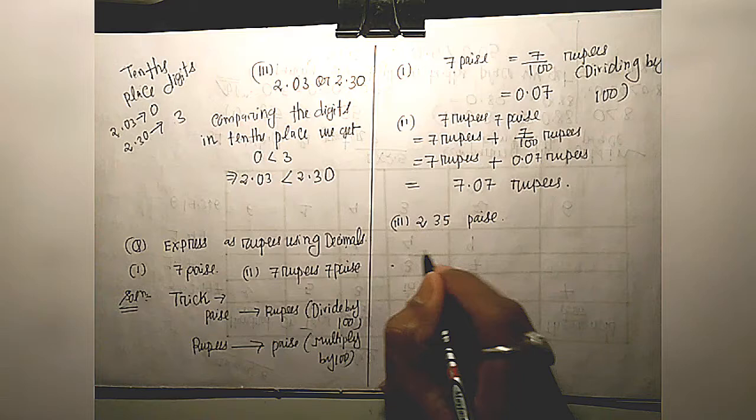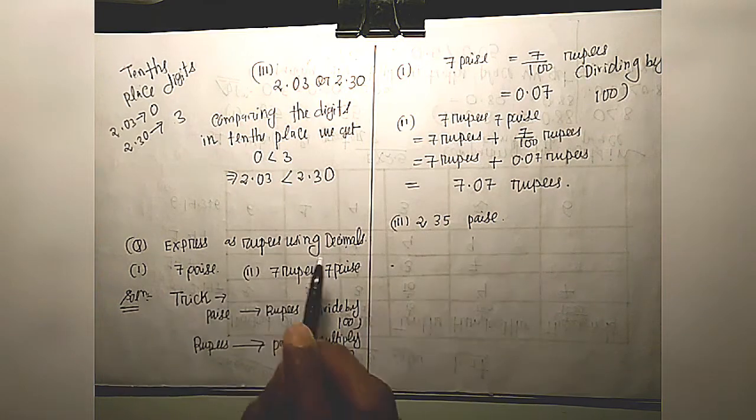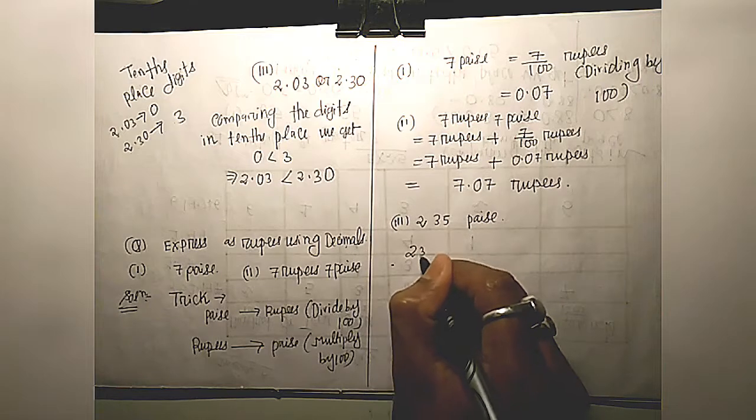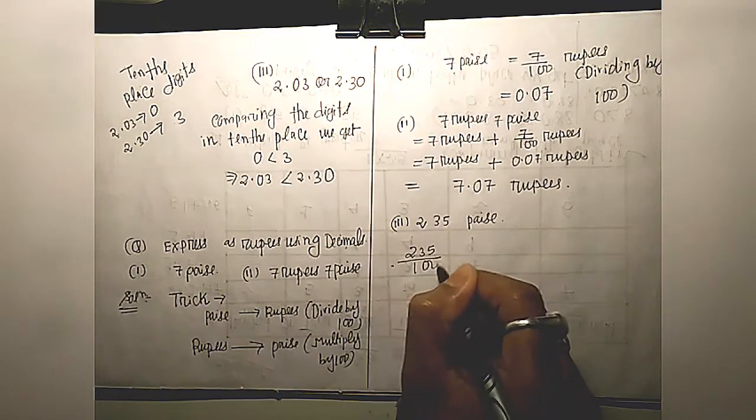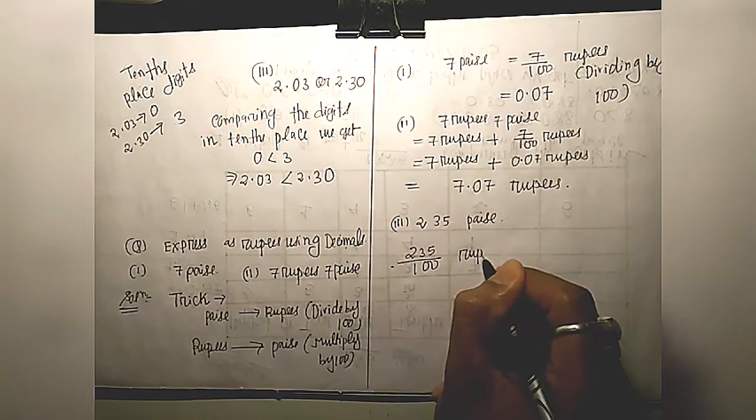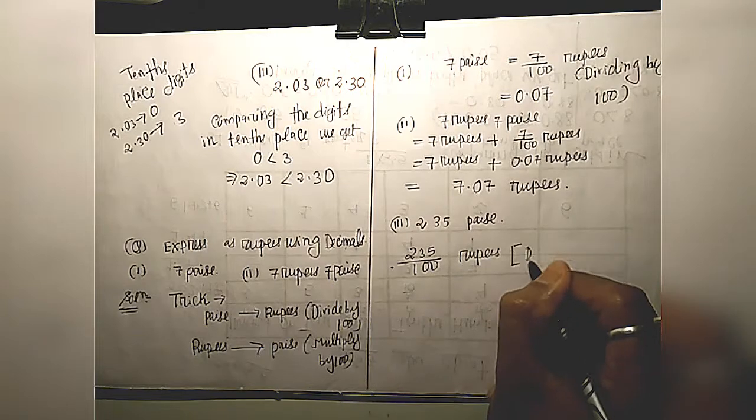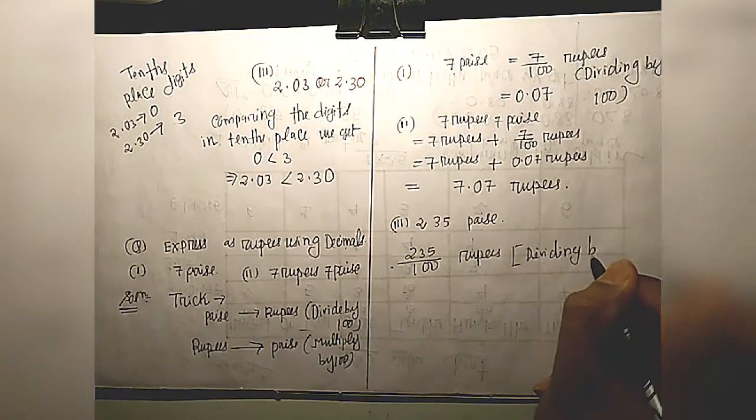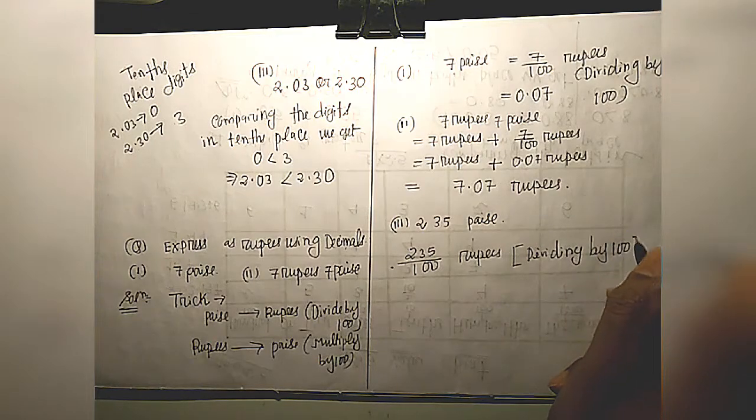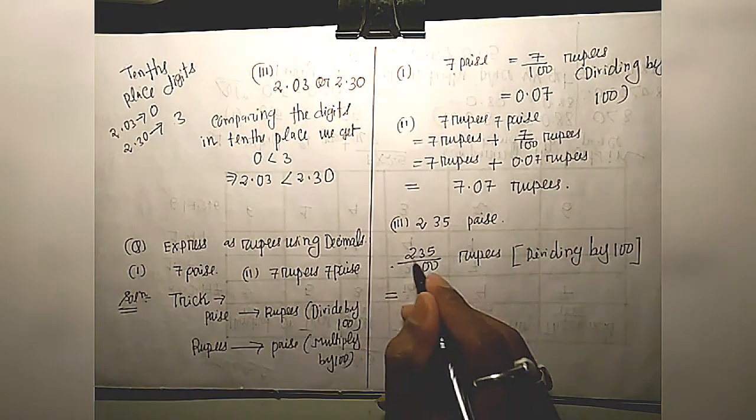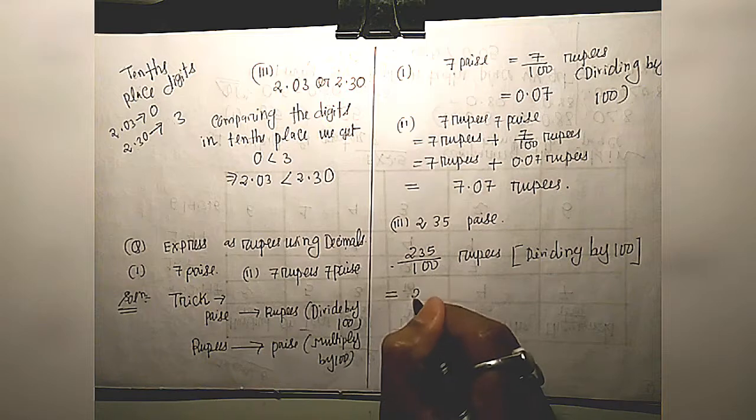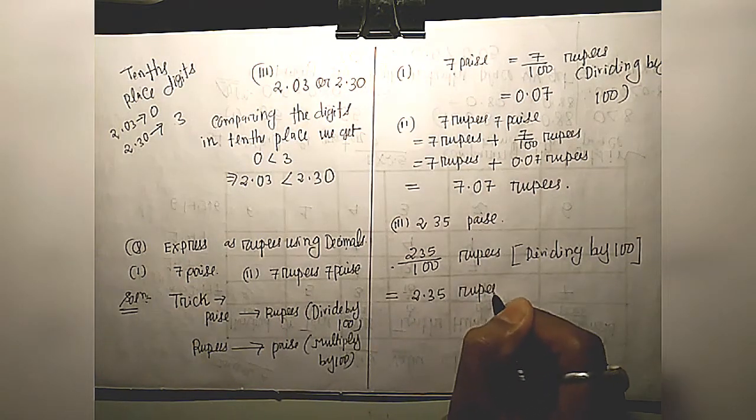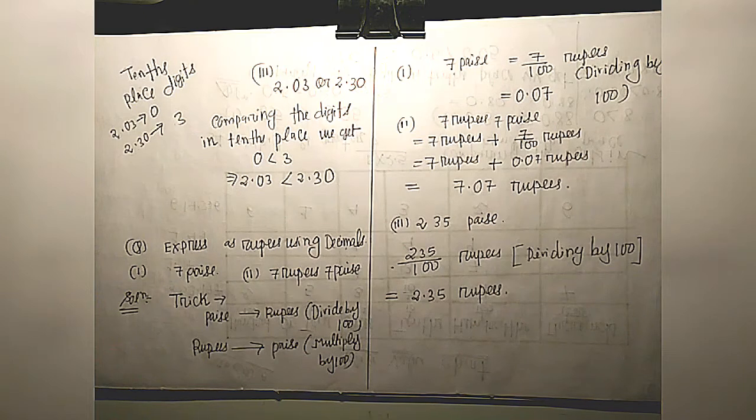Number 3, 235 paise. Once again, trick number 1, paise to rupees means dividing by 100. So 235 divided by 100 is 2.35 rupees.